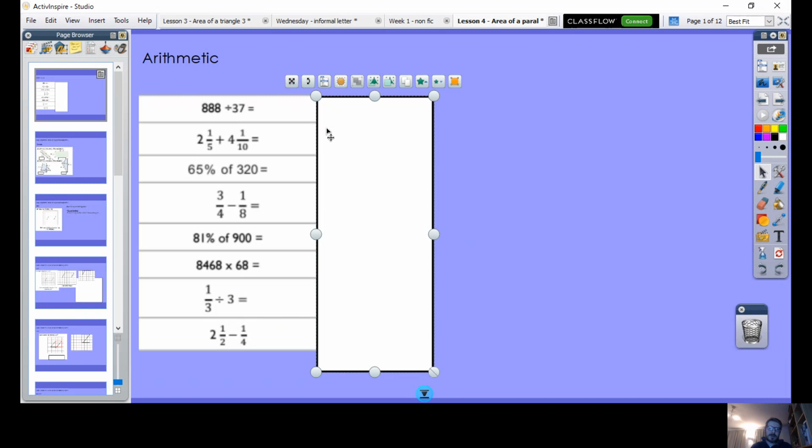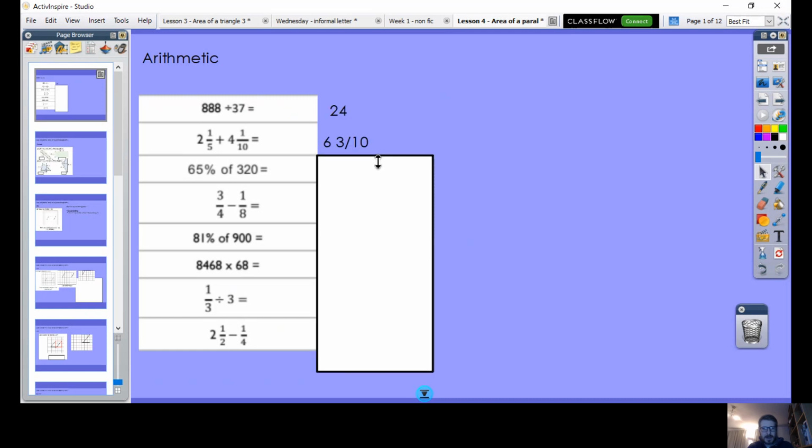Okay, number 1, 888 divided by 37 is 24. 2 and 1/5, add 4 and 1/10, got 6 and 3/10. You need to find the same denominator, then add them together. 65% of 320 is 208. Divide the 320 by 100, then multiply by 65. Fractions again, subtracting, we want to find the same denominator. We should end up with 5/8. 81% of 900, again, divide it by 100, then multiply by 81. We get 729.